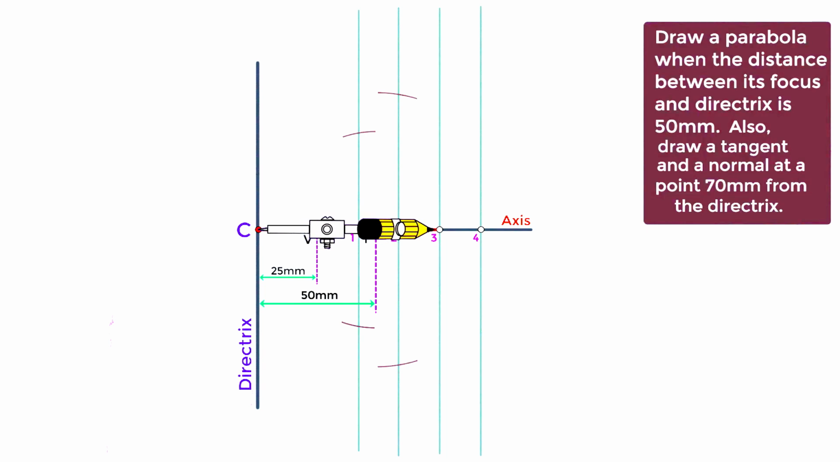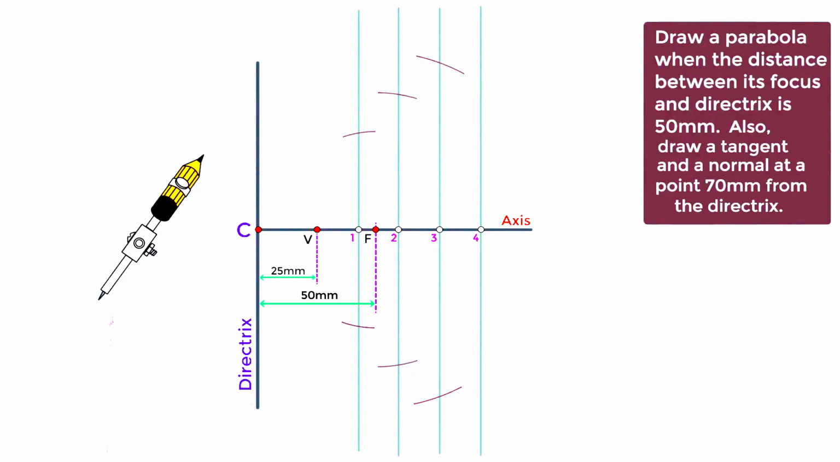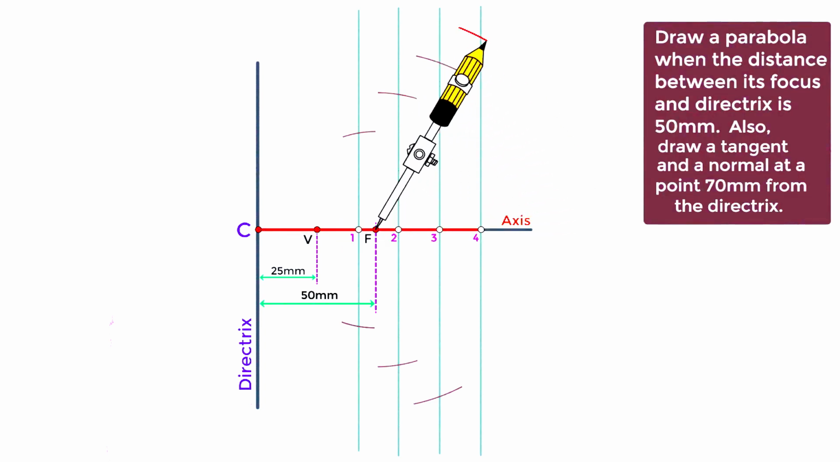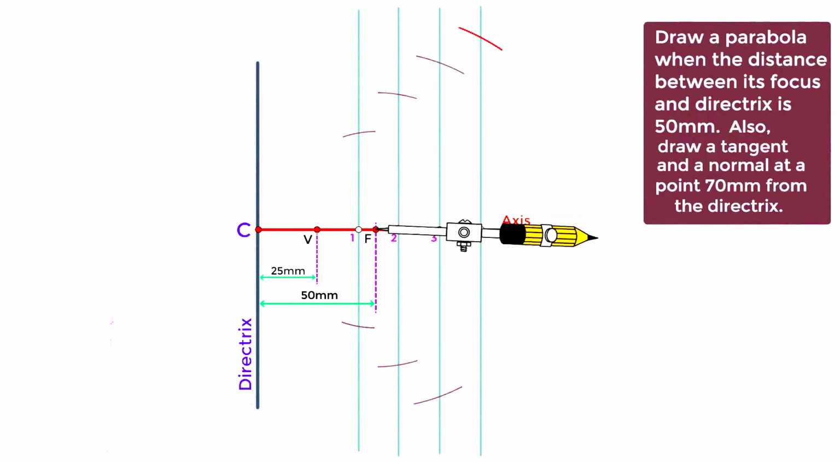Take the distance from point C and 3, and focus F as the center. Cut arcs above and below this vertical line, passing through point 3. At last, take the distance from point C and 4, and focus F as the center. Cut arcs above and below this vertical line passing through point 4.